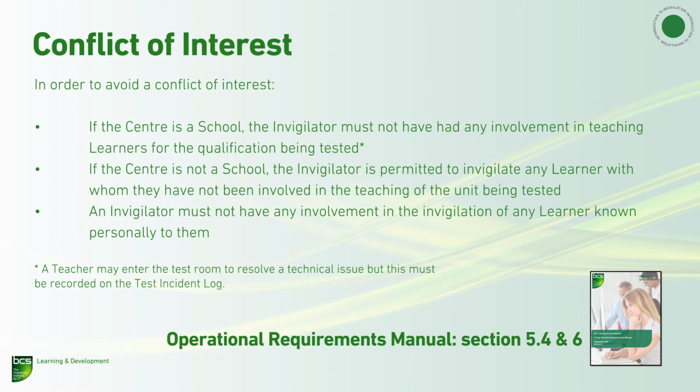If the centre is a school, the Invigilator must not have had any involvement in teaching learners for the qualification being tested. However, a teacher may enter the test room to resolve a technical issue. This must be recorded on your centre's test incident log. If the centre is not a school, the Invigilator is permitted to invigilate any learner with whom they have not been involved in the teaching of the unit being tested. An Invigilator must not have had any involvement in the invigilation of any learner known personally to them. For more information on conflict of interest, please visit sections 5.4 and 6 of the Operational Requirements Manual.